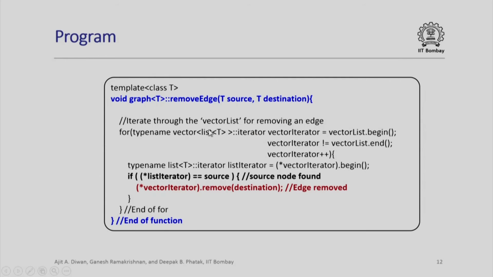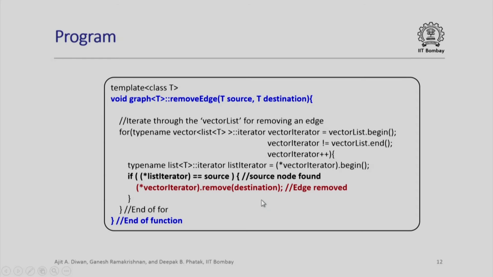Let us look at that. Here again, we define the remove edge function as void. We have to iterate through the vector list. So, there is a for loop. We have already seen that for loop. We start with vector iterator dot begin. Now, if the list iterator is equal to source, that means the initial element of that list happens to be equal to source. We have found the source node. At this juncture, we will write code to remove the destination. Now, the destination node is given here as T destination, and simply dot remove destination will remove the edge. So, this is as simple as that.